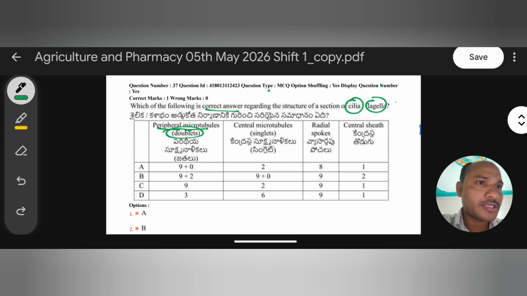Just now we discussed which type of arrangement of microtubules is there in cilia and flagella: 9 plus 2, remember. Here the peripheral microtubules are doublet, the central microtubules are singlet, and there are radial spokes and a central sheath. The central sheath is present around the central microtubules as a protective sheath. 9 plus 0 is wrong, because 9 plus 0 is the arrangement of microtubules seen in centrioles and basal bodies. But here we have to find the option where the peripheral microtubules must be doublet.